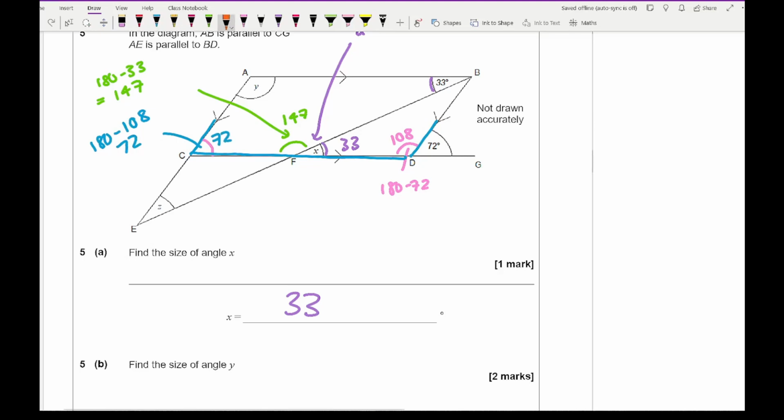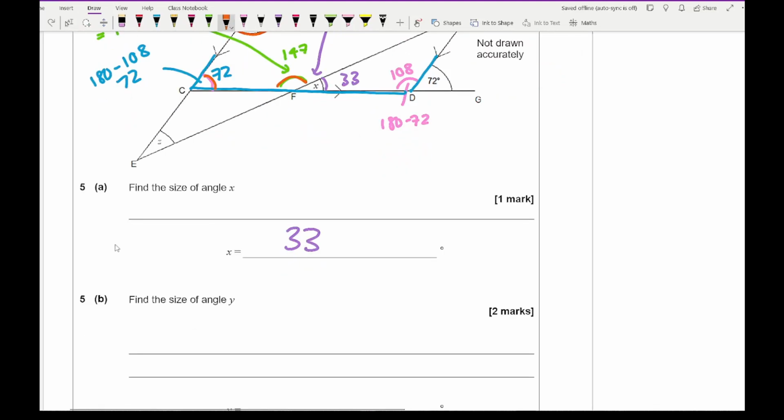So then, now that I know all four angles of the quadrilateral ABCF, I can then work out what y is. So it's going to be 360 minus 33 minus 147 minus 72. And if I work all of that out, I get an answer of 108. So y equals 108.